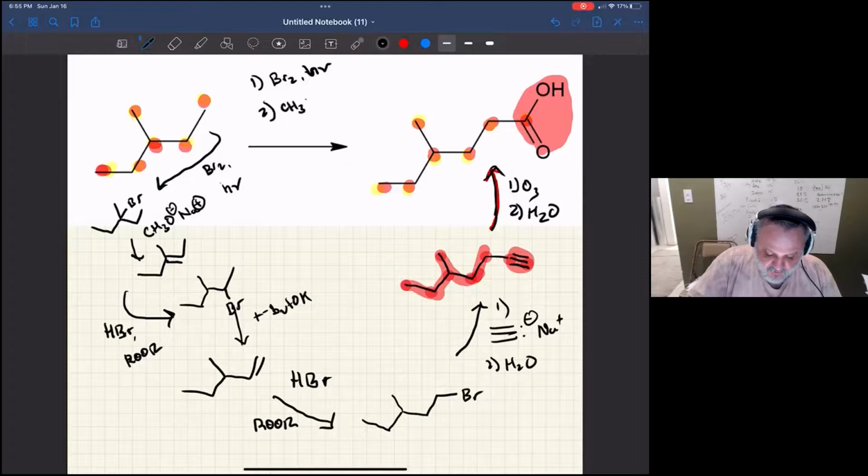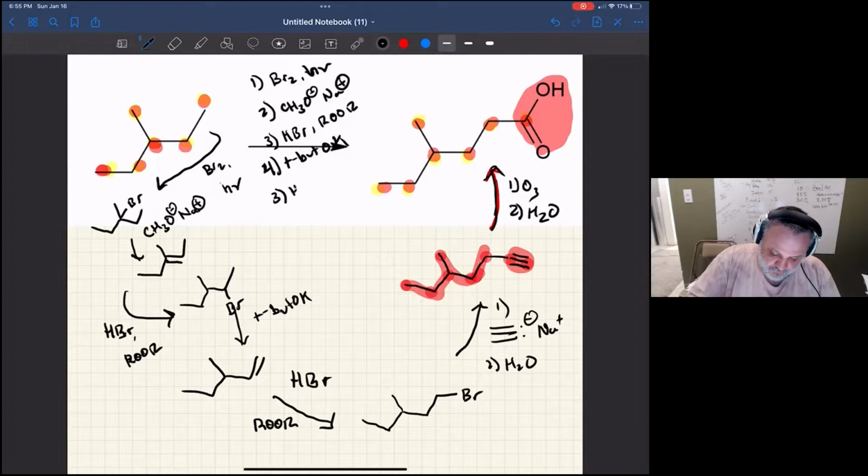Then we have Zaitsev elimination. That's from the substitution and elimination chapter. We have anti-Markovnikov hydrohalogenation. Then we also have a Hoffman elimination. Then we have another anti-Markovnikov hydrohalogenation. Those two are from the addition reactions to alkenes.